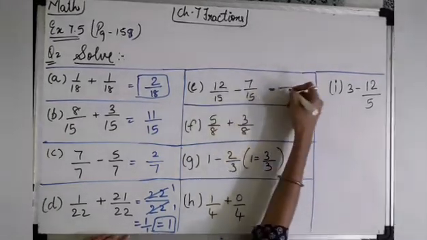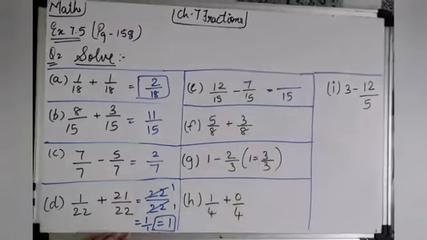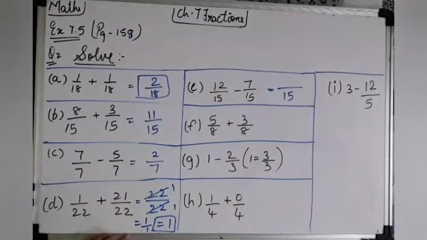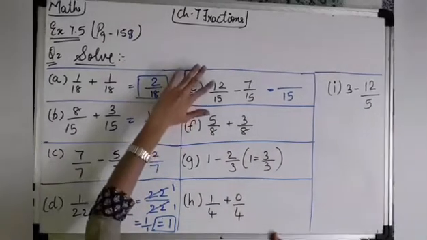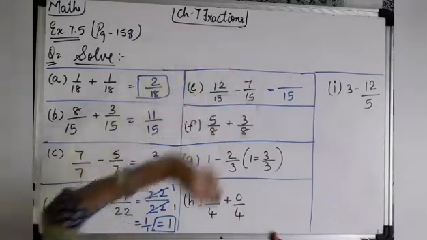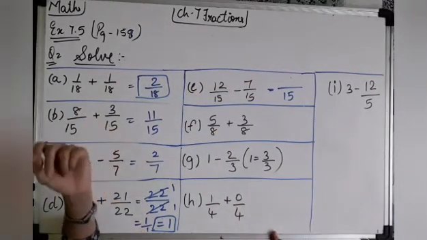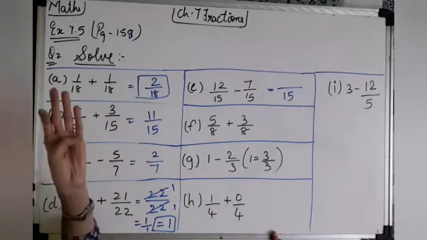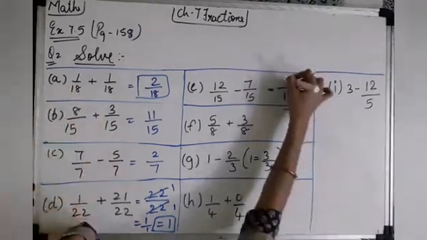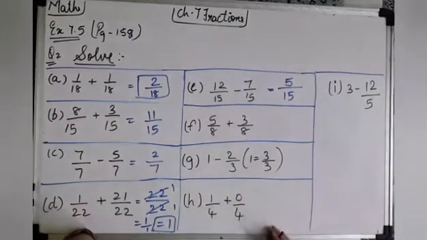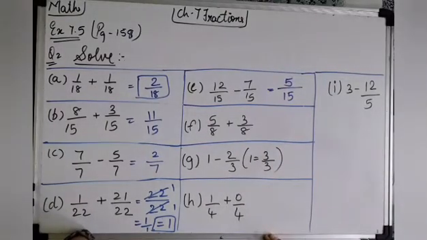15 means denominators are same. We'll write the denominator 15. In numerator they are telling 12 minus 7. So after 7 we'll count 8, 9, 10, 11, 12, 5. So we got 5 upon 15. Right?